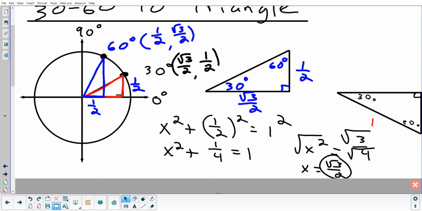So if I have to do a problem with a 30 or a 60, usually I make a quick sketch. It doesn't have to be perfect. It has to be good enough that you can see where the short side is and where the long side is. One of them will be on the x-axis and the other one will be going with the y-axis.